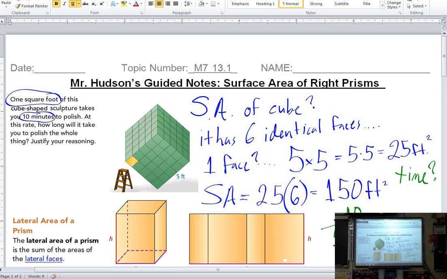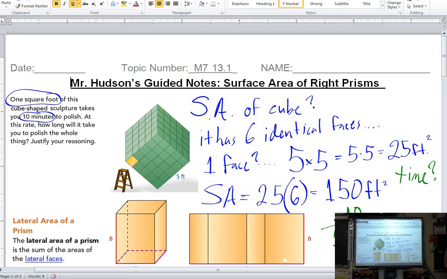Why would we divide by 60? To figure it out in hours, we divide by 60. How many hours? That'll take 25 hours. An entire day. So literally, if you didn't stop, no bathroom breaks, no lunch, no dinner, no naps, it takes you longer than all day.